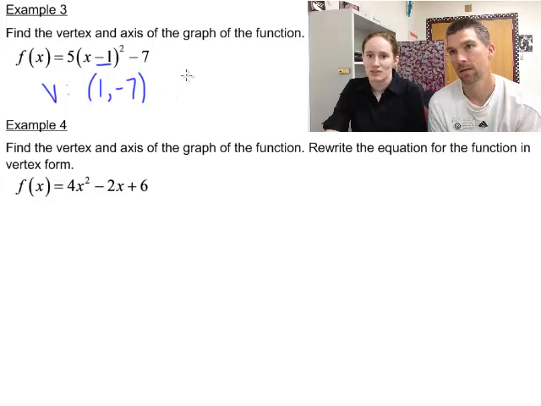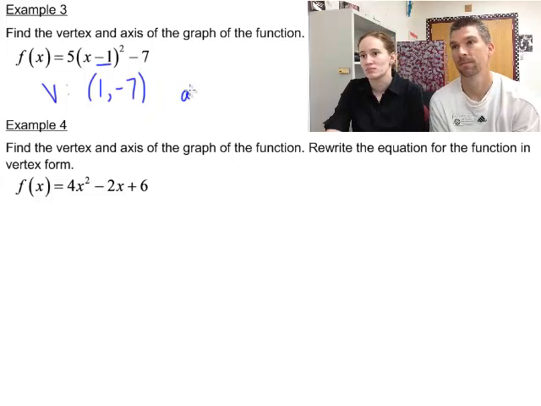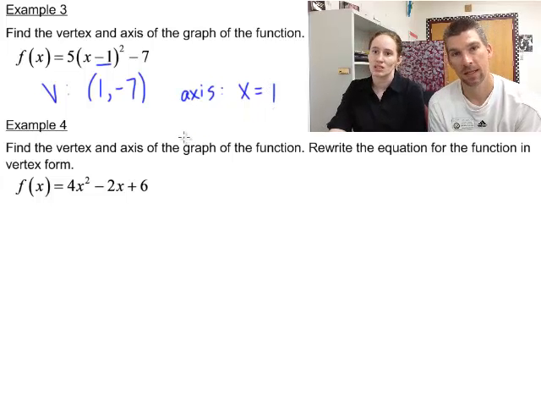Whenever it says axis of the graph, it's talking about the axis of symmetry, not some other random axis. The x-coordinate of the vertex. And it's always going to be x equals, not always. In this chapter, it will always be x equals the x-coordinate, which was 1. Ta-da! That's all there is to it.